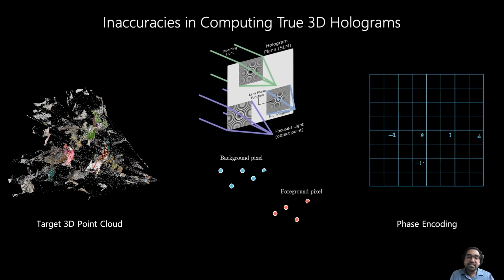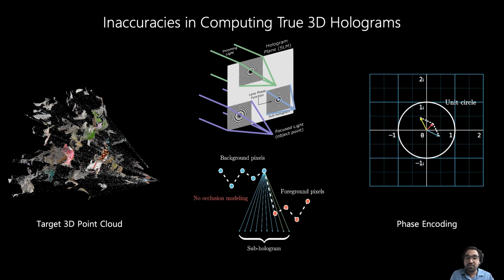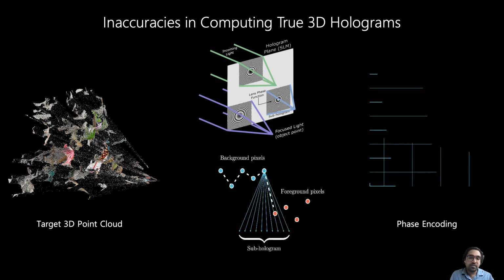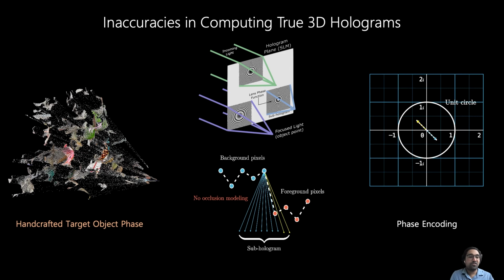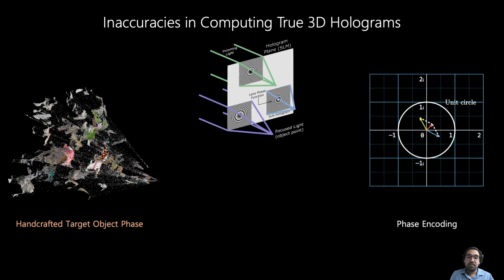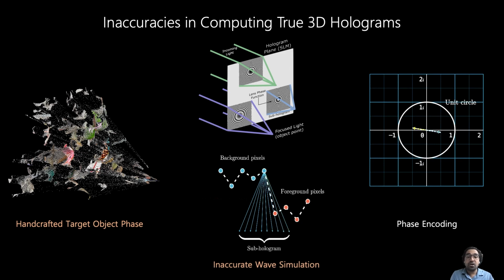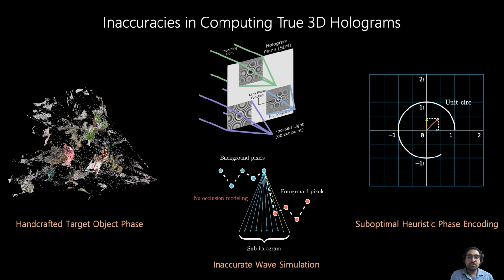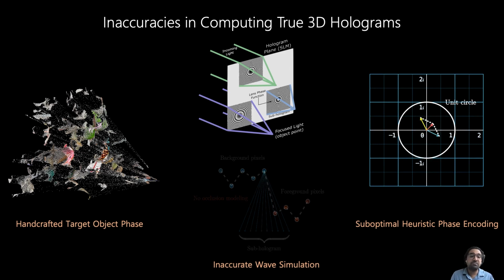However, every step of the 3D hologram computation is inaccurate, which leads to severe artifacts in the holographic projection. To begin with, the target phase of each point in a 3D scene point cloud is typically missing, and therefore a handcrafted target phase is assigned to every object point. The wave interference simulation does not handle the occlusions at depth discontinuities, leading to artifacts. And finally, a phase-only hologram is computed from a complex hologram via suboptimal heuristic encoding methods. All these inaccuracies compound to produce 3D holographic images with severe artifacts.